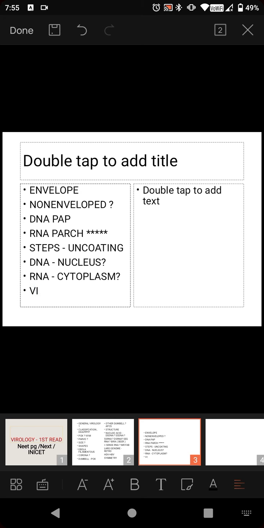I will just type it in a single line. Virion. Viroid. Prion.